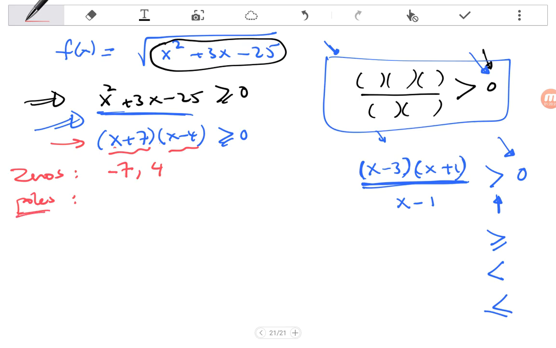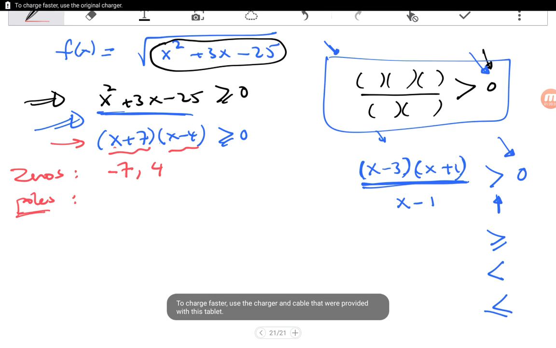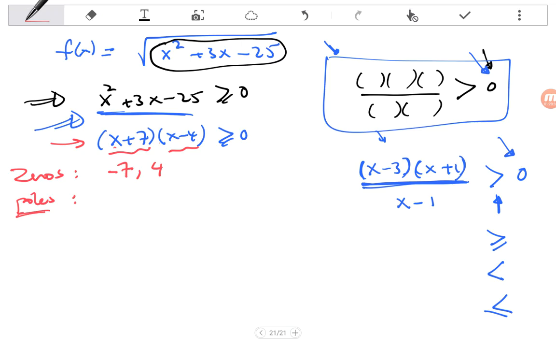What about the poles? What are the poles? The poles are the values that make the expression equal to infinity instead of 0. Or in other words, the poles are the values of x that make the denominator equal to 0. So for example, for this expression, what are the poles of this expression? It is 1.